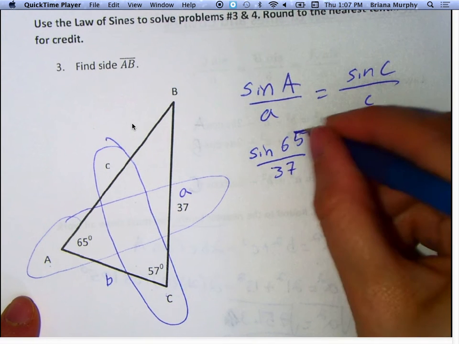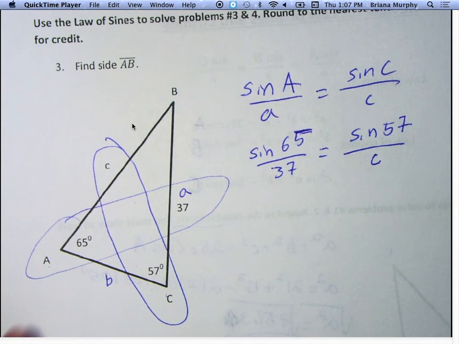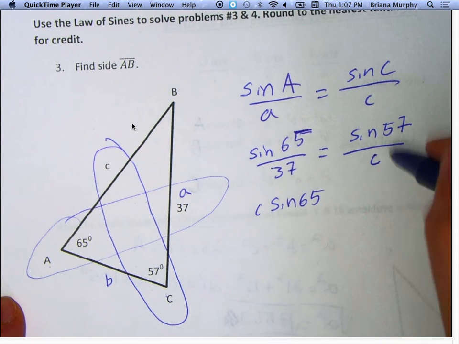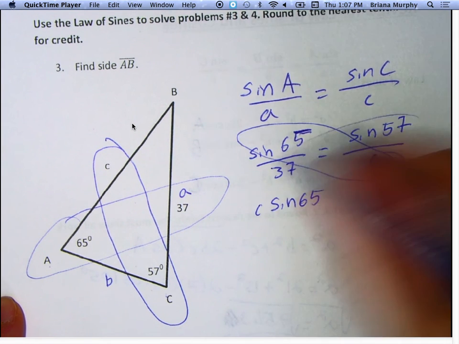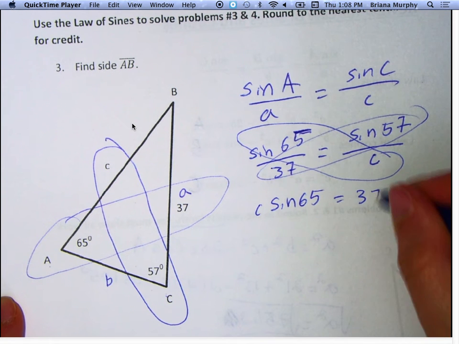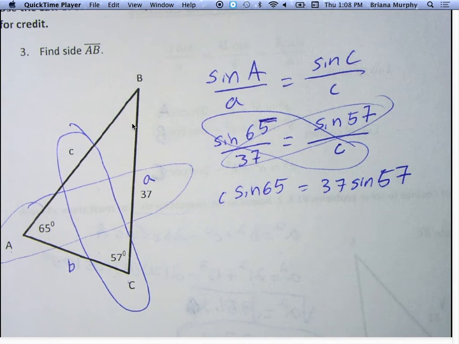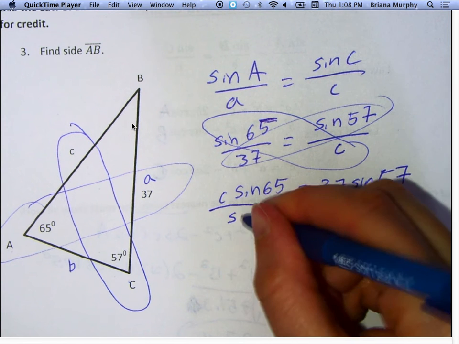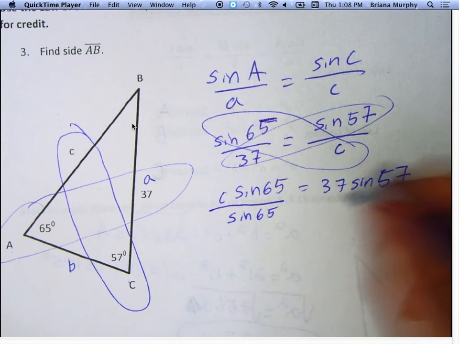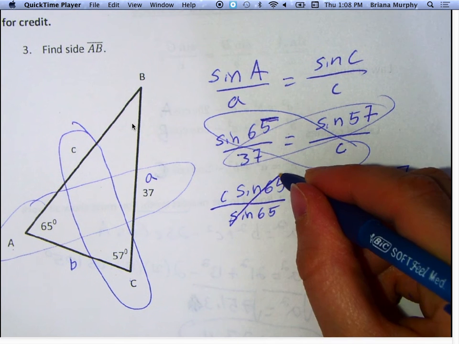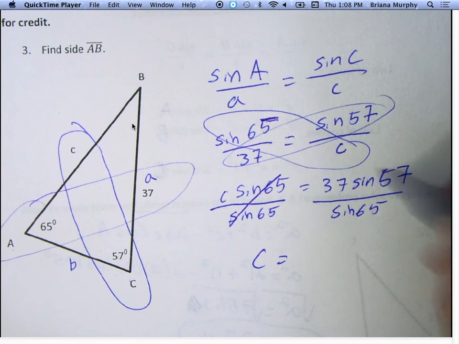So now that they're plugged in, we're going to cross multiply. We get c sine 65. I multiplied these two together. And equals 37 sine 57. I highly recommend not putting anything into the calculator till the very end. Now I'm going to divide both sides by sine of 65. These cancel, right? Because that gives me 1. So c equals, I'm going to put this in my calculator.